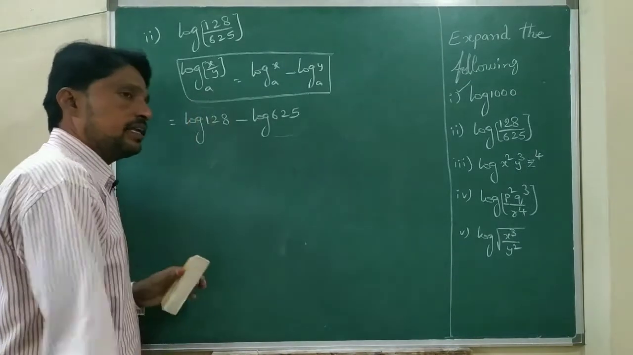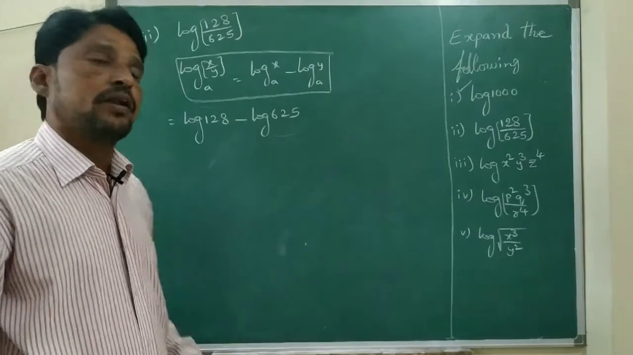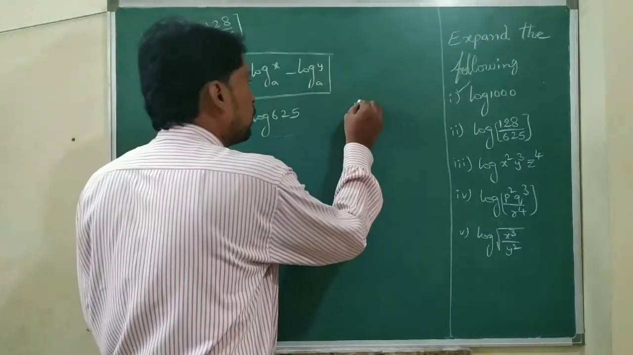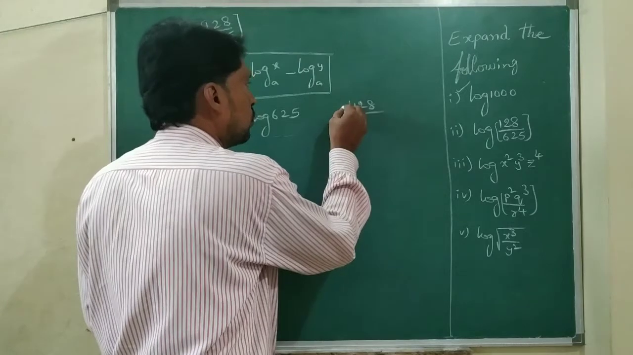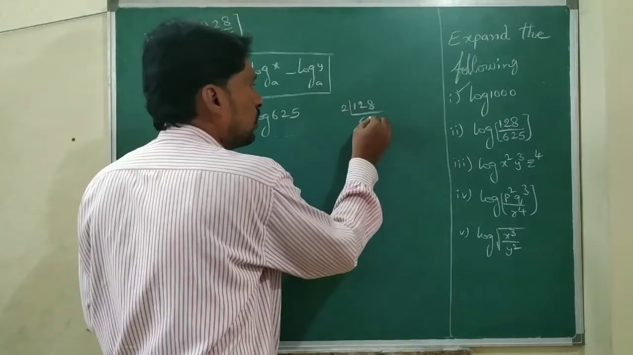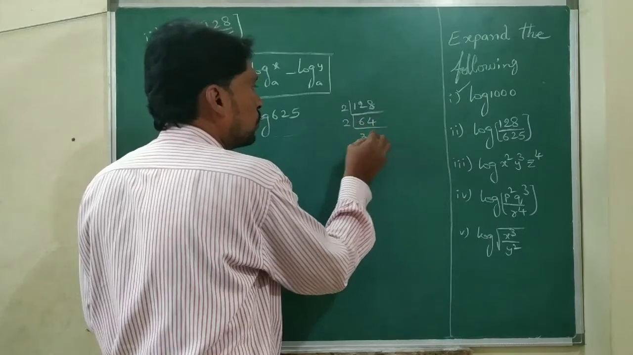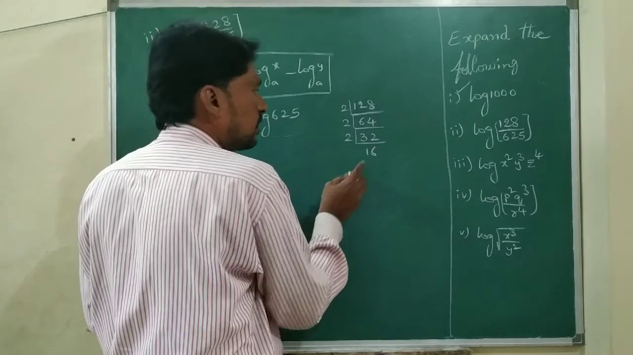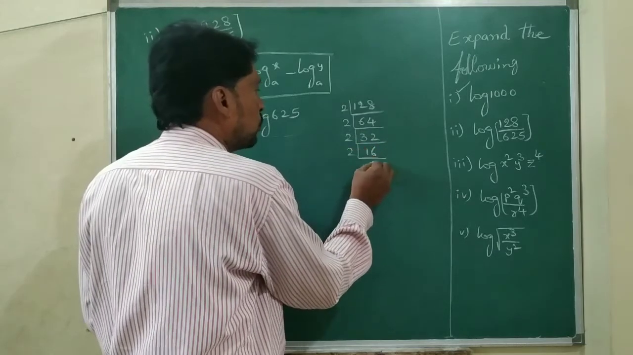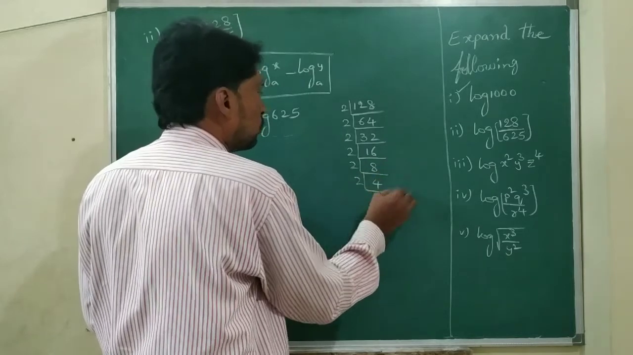Now log 128, we need to take 128 in the power notation. Once you have to check it. 2 6s are 12, 2 4s are 8. Again 2 table only: 2 32s are 64. Again 2 16s are 32. Again 2 8s are 16, 2 4s are 8, 2 2s are 4.